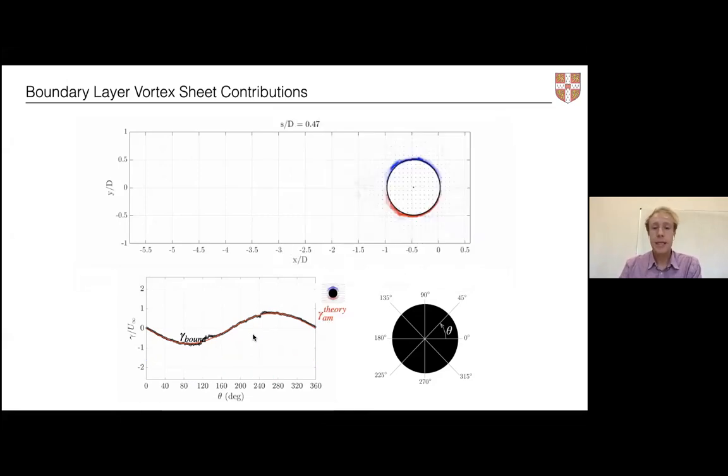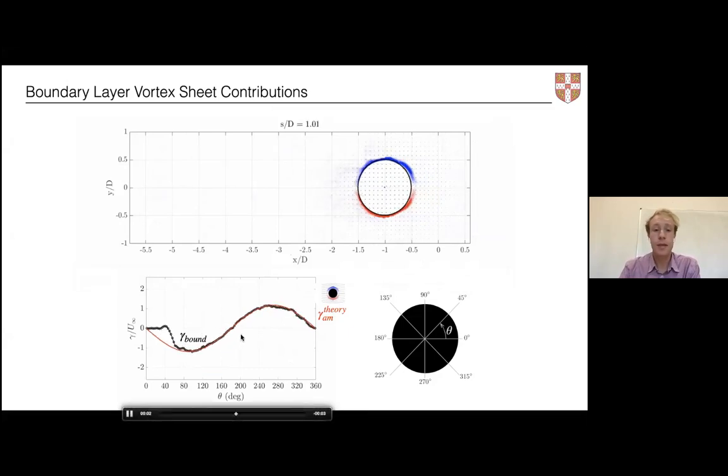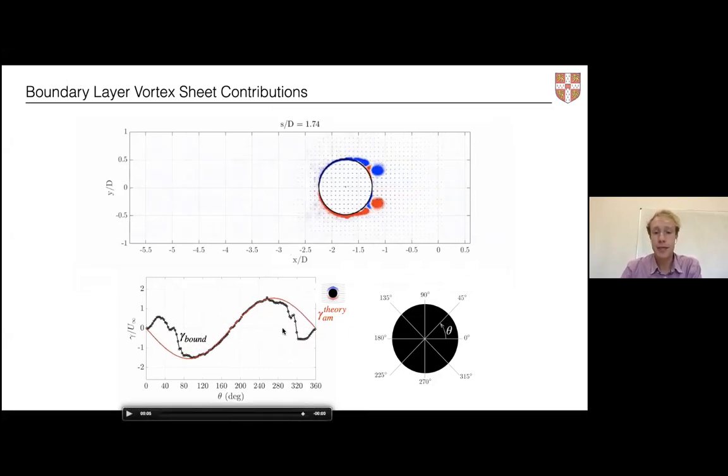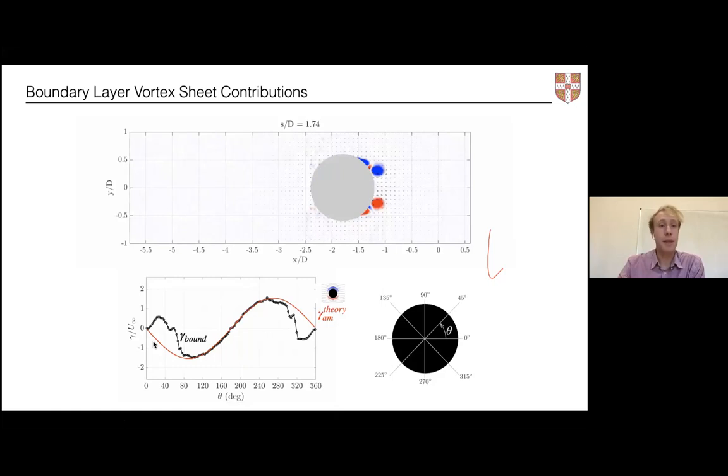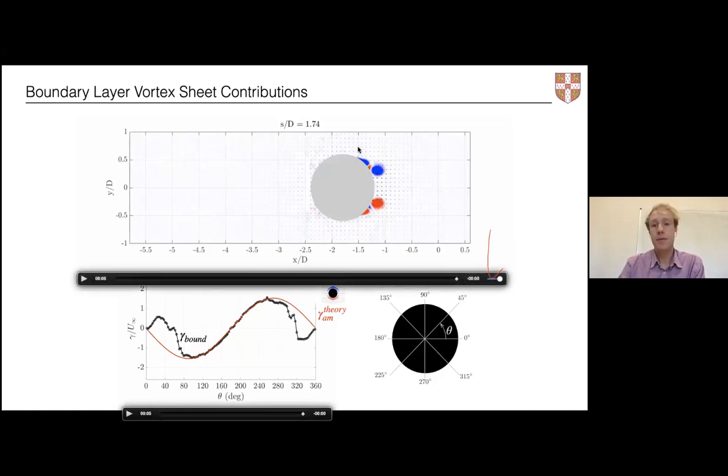Now, as we continue to move, we'll see this vortex sheet grow as we continue to accelerate. And at some point, roughly here, you can see that our real boundary layer vortex sheet departs from the theoretical added mass contribution. But that makes sense, because if we think back to what we said earlier, we have one added mass contribution that is always there. But if we have some free vorticity, which I've shown by masking the cylinder and all its boundary layer vorticity and just showing the free vorticity, then this also needs to generate a vortex sheet contribution.